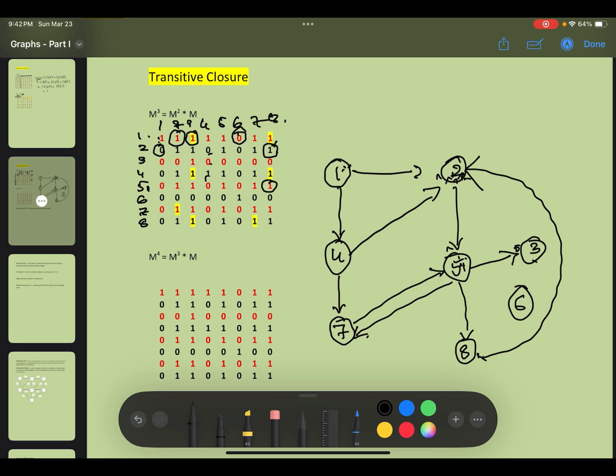So what I want to say is that transitive closure tells us which vertices are reachable from which vertices. If there is a 0 somewhere, we can without any hesitation say that the vertex j, 6 here, cannot be reached from the vertex i, which is 7 here. Is it possible to reach 6? No, of course not. That is why there's a 0 here. So that is the whole concept of transitive closure. It tells us which vertices are reachable from which vertices.